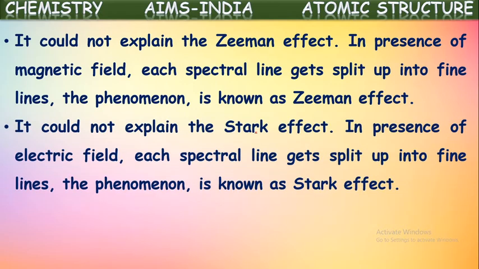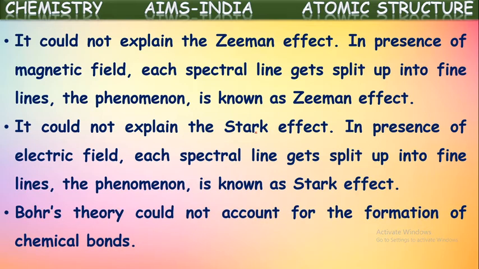One more, in the same way, he could not explain even the Stark effect. Here, the same spectral lines are split into different fine lines in the presence of an electric field. So in the presence of an electric field, each spectral line gets split up into fine lines. This phenomenon is called the Stark effect. Even the Stark effect could not be explained by Bohr's theory. So we can say these are limitations.